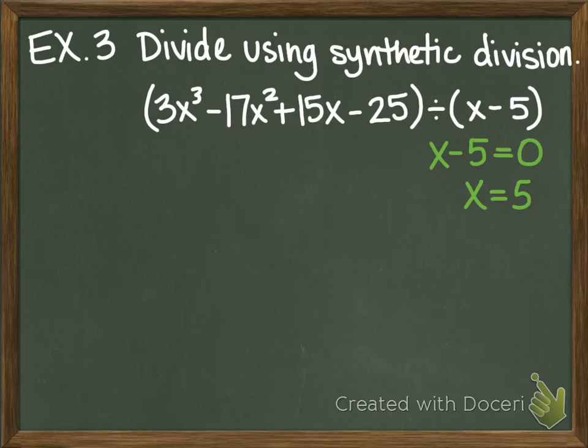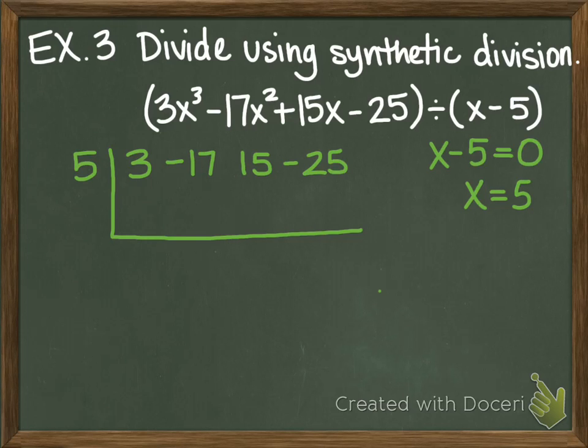So when we set up our problem for synthetic division, it's going to look a little bit different. We're going to put a 5 on the outside of this new division symbol. I'm going to take the coefficients of the polynomial that I'm dividing into, inside this new division symbol, and I'm going to leave one row of space below those numbers. So 3x cubed minus 17x squared plus 15x minus 25. I'm just putting those coefficients: 3, negative 17, 15, negative 25.